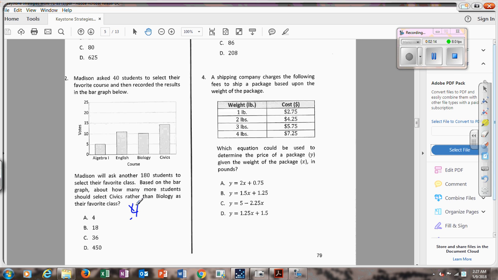So it's 4 more civics than biology, right? And that was out of 40. So 4 out of 40, and that is 0.1. And so then we can take that 0.1 and multiply it by 180 to get 18.